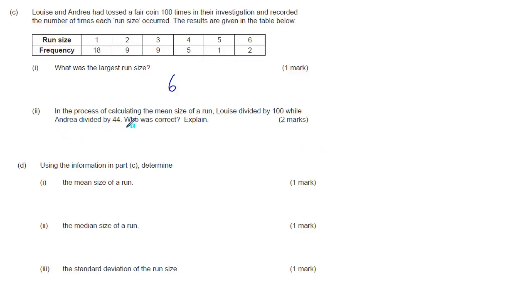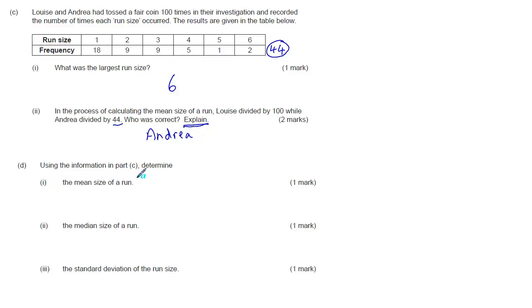In the process of calculating the mean size of a run, Louise divided by 100, while Andrea divided by 44. Who was correct? Well, I'm going to say it's Andrea, and then I'm going to explain. If we total these frequencies, we get 44. We're calculating the average run size, and therefore we should divide by the number of runs, not the number of tosses. So you need to write that here when you explain.